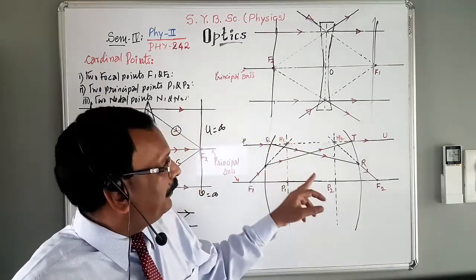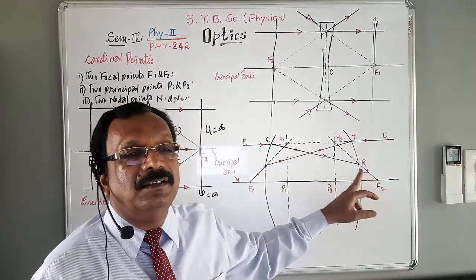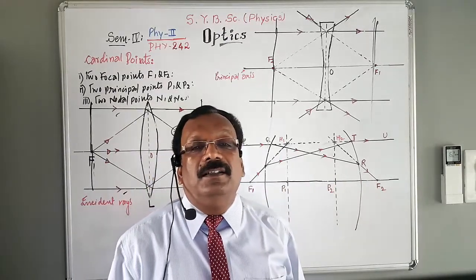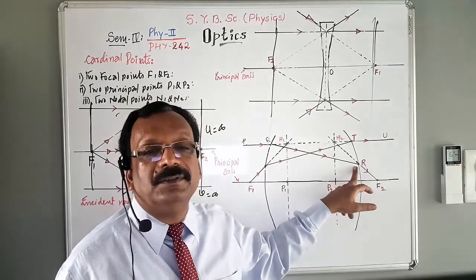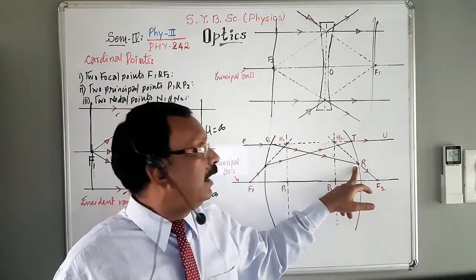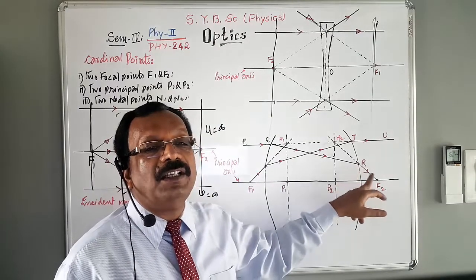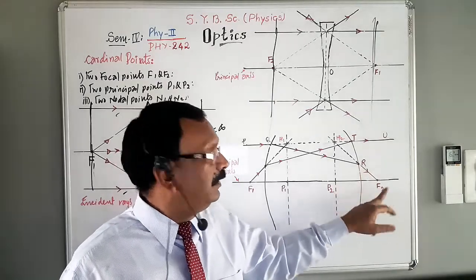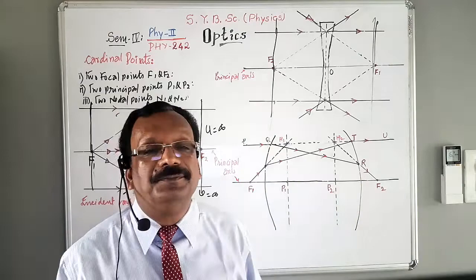The ray after refraction through the first surface of the lens travels along QR, and the QR after refraction through the other surface of the lens is RF2. So this is the incident ray and this is the final emergent ray.